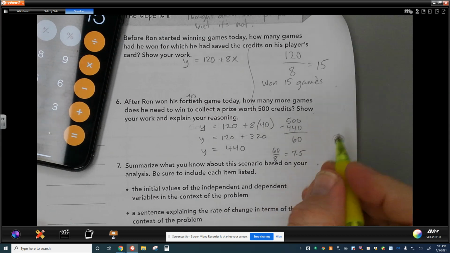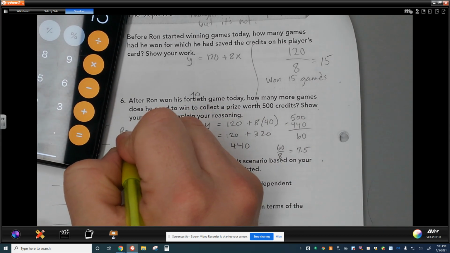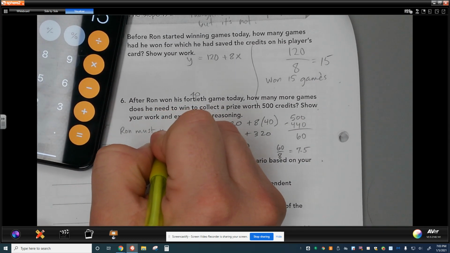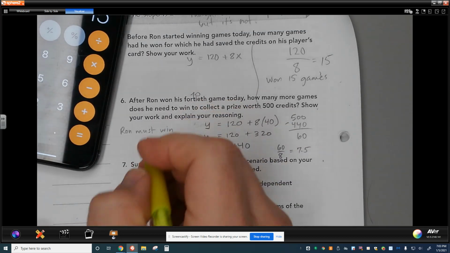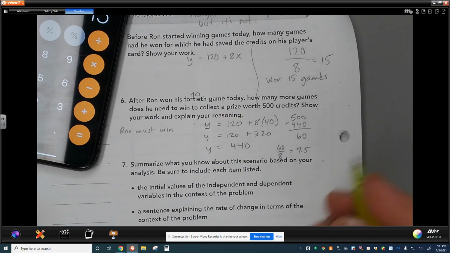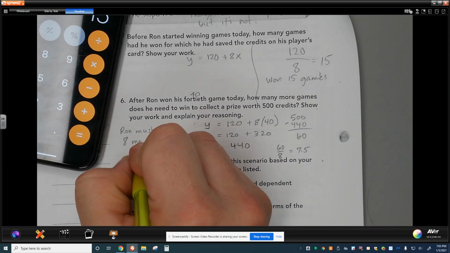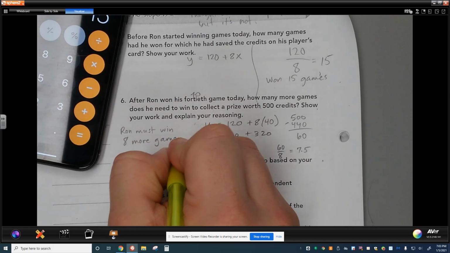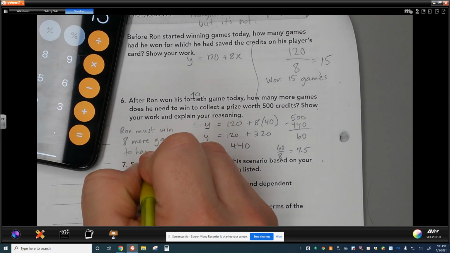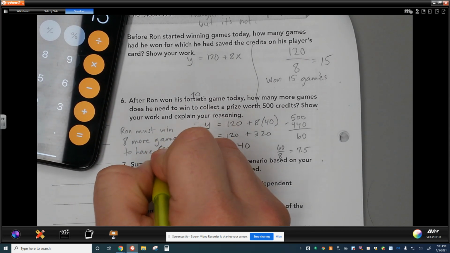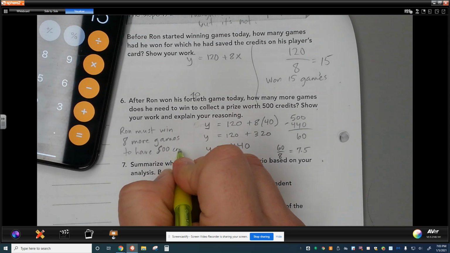We're going to have to go ahead and increase that and say Ron must win, in order to get all of his points, since it doesn't say anything about getting half points or anything like that, we're going to have to round that up. Ron must win 8 more games to have 500 credits.